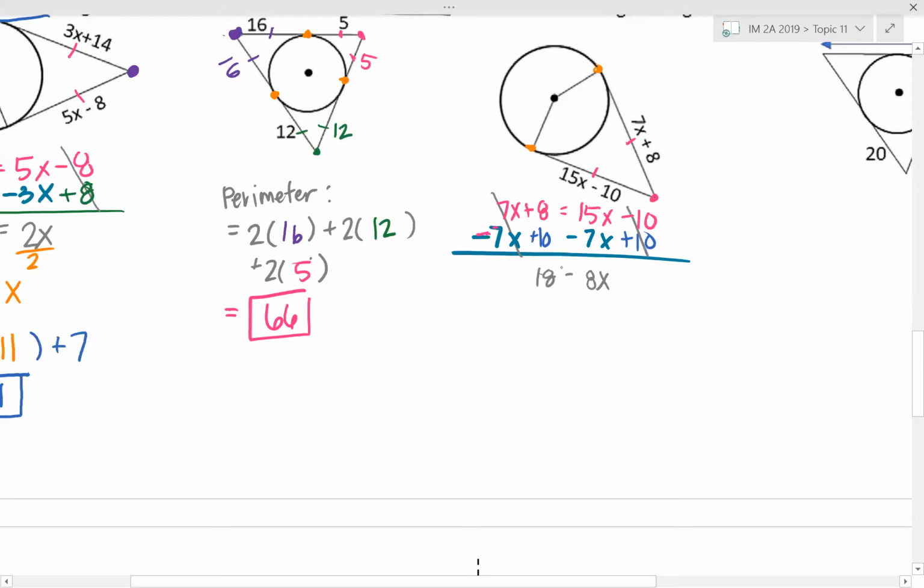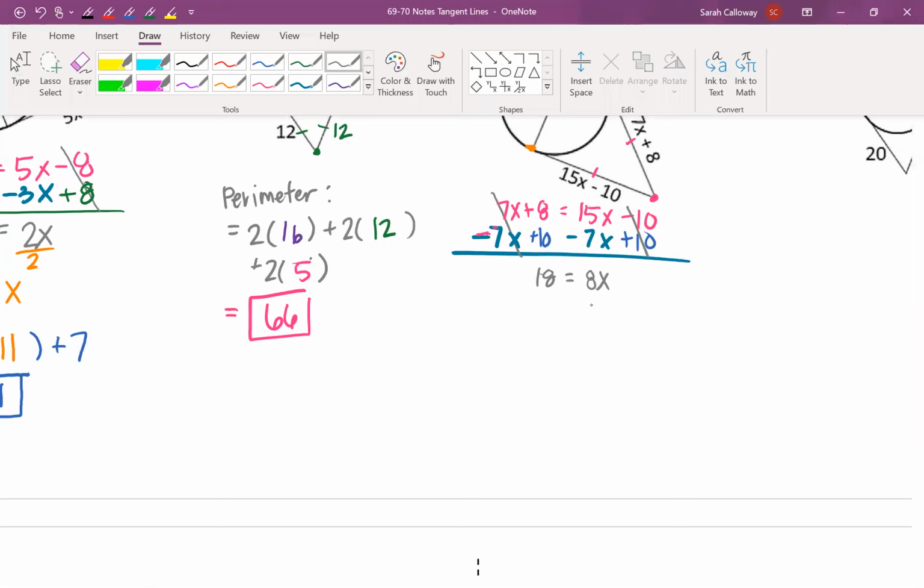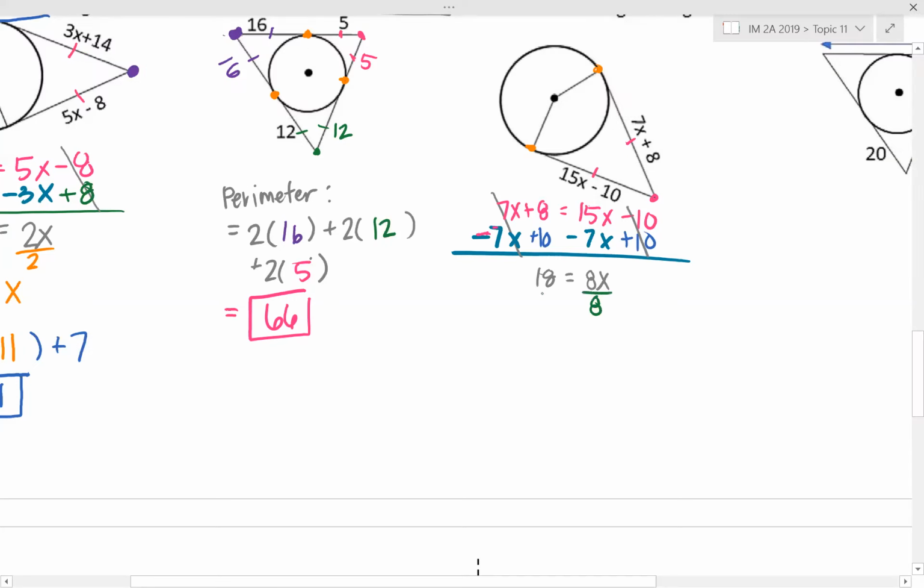So 8x equals 18. I can see that 8 does not go into 18, so that means I'm going to get a fraction or a decimal for this. So if I divide both sides by 8, that gives us that x is, I can divide those both by 2, so 9 over 4, which is 2.25. Okay, so it's 2 1/4 units is the value for x.